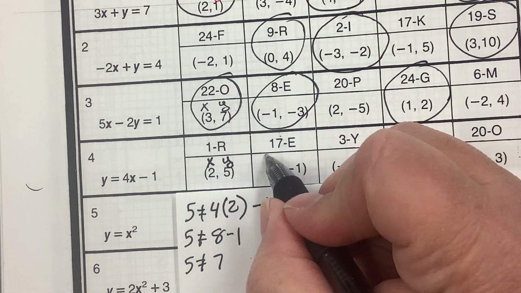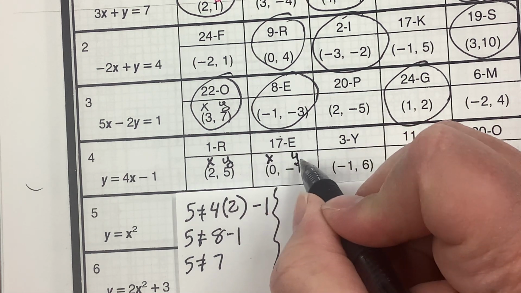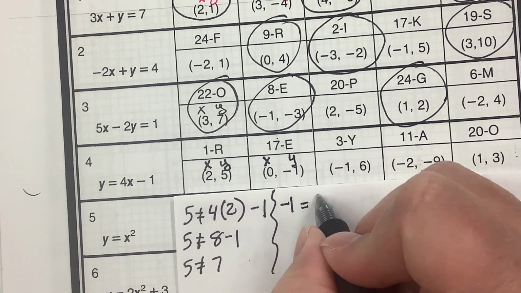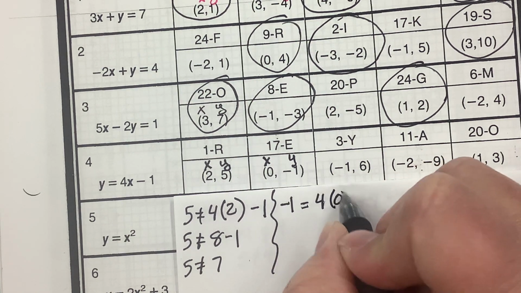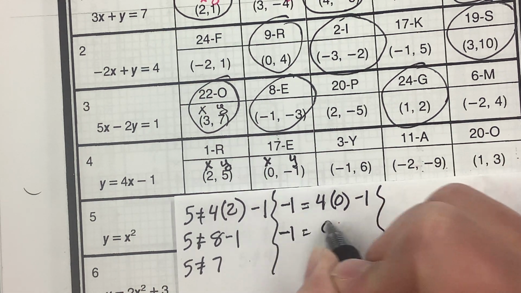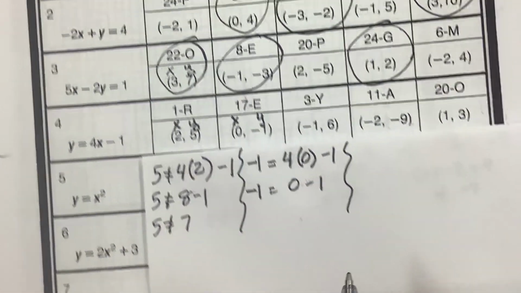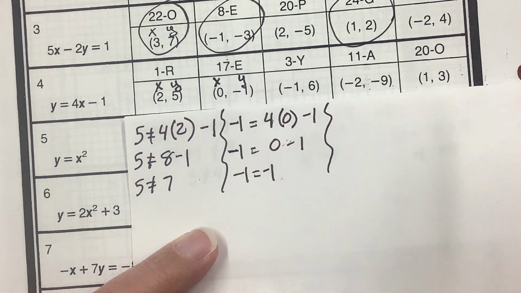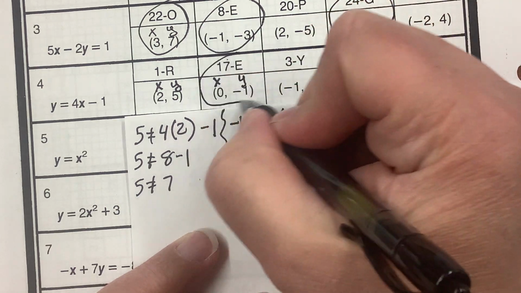Remember, it's x and y, and the y has to go first. So it's negative 1 equals 4 times 0 minus 1. Negative 1 equals 0 minus 1. Well, 0 minus 1 is negative 1. So negative 1 equals negative 1. So that does work. So this is a good one. Whee!